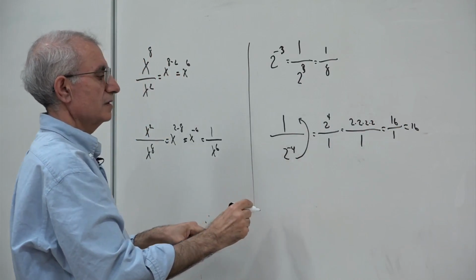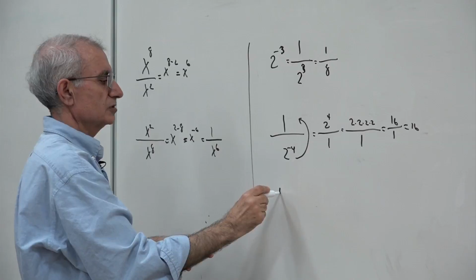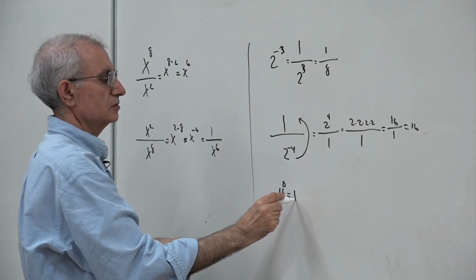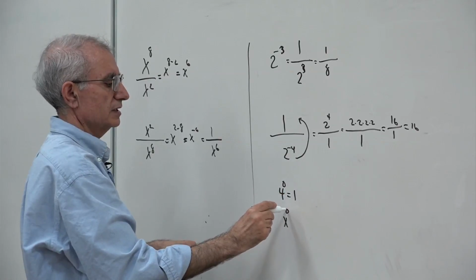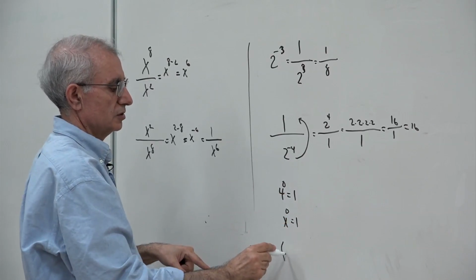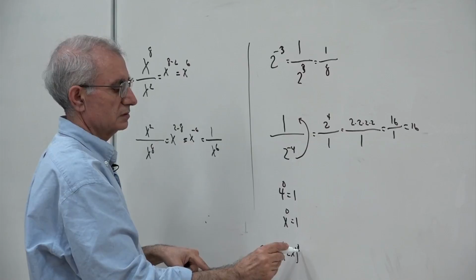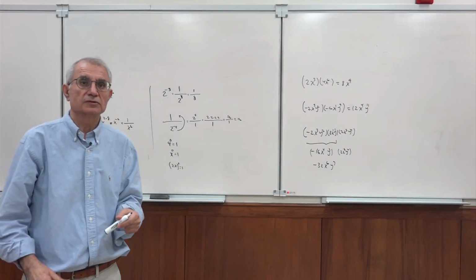One last thing about the law of exponents is that any number to the power of 0 is equal to 1. So x to the 0 is 1, 4 to the 0 is equal to 1, x to the 0 is equal to 1, 2x to the 0 equals 1. Next, we're going to do operations with polynomials.